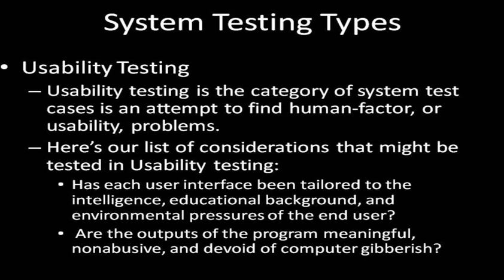Usability testing. Another important category of system test cases is an attempt to find human factor, or usability, problems. Today's software systems, particularly those designed for a mass commercial market, generally have undergone extensive human factor studies, and modern programs, of course, benefit from the thousands of programs and systems that have gone before. Nevertheless, an analysis of human factors is still a highly subjective matter.